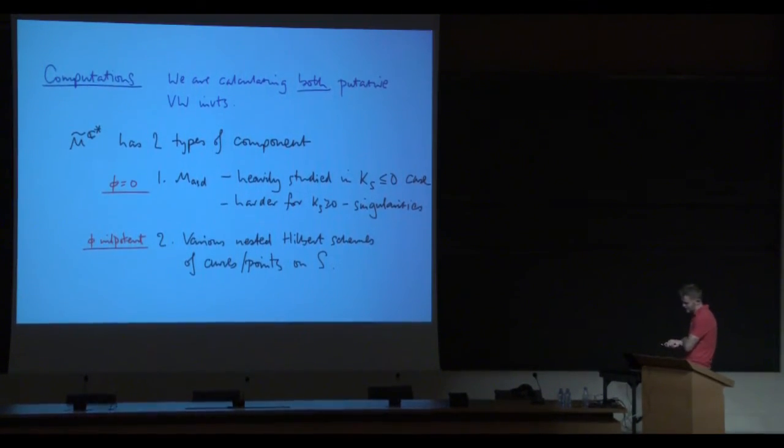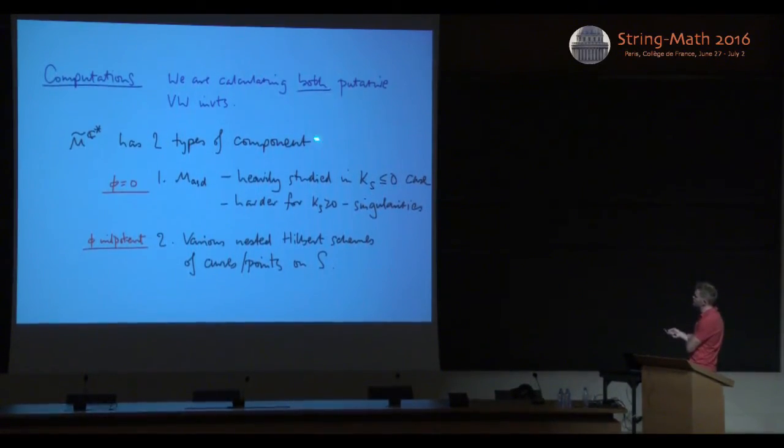Okay, and by now we should have done these calculations, but life intervened and we got too busy. So anyway, what we're calculating, there are two types of component you should calculate on. So this is the original one that in the negative case people have done lots of calculations on, where they get modular forms and so on. So you can restrict to the locus where the Higgs field is zero, and you just get back the old anti-self-dual moduli space.